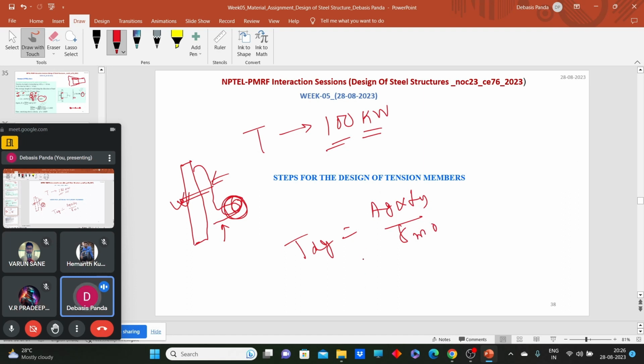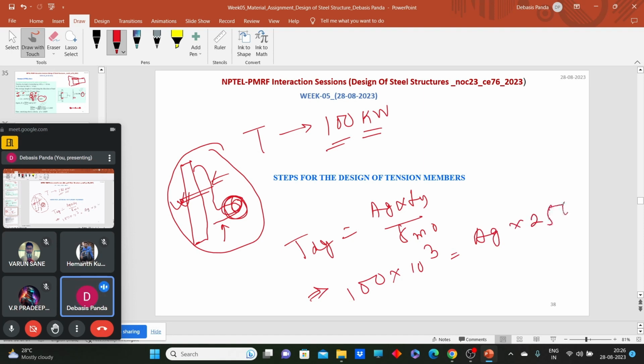So first thing we will consider that this connection will fail in yielding. So TDG, so here 100 kilonewton. So if we equate it, 100 into 10 cube is equals to say AG into, we have used plate 410, so 250 will be the yield strength divided by 1.1. So from here we can have the AG value, the gross cross-sectional area required for this angle section. So we have say AG like 1200 mm².